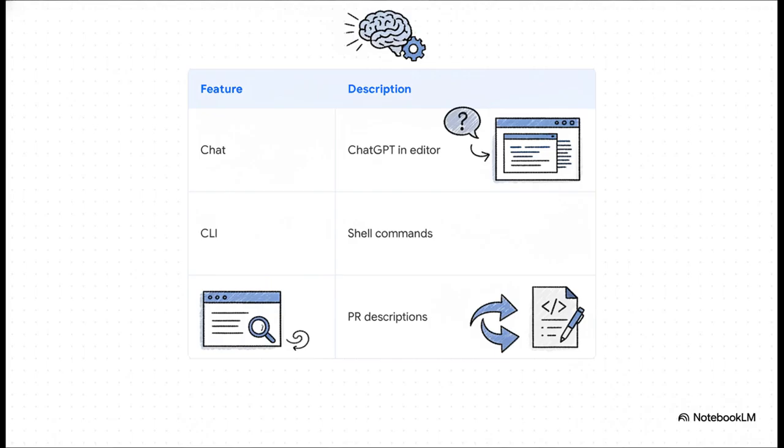Then there's Copilot CLI. If you've ever wasted 20 minutes Googling how to undo a Git commit, this one is for you. It helps you remember shell commands and flags right there in your terminal. And finally, Copilot for pull requests. When you're ready to merge, Copilot will read through all your diffs and automatically draft a super clear, comprehensive PR description for your team. It saves so much time.